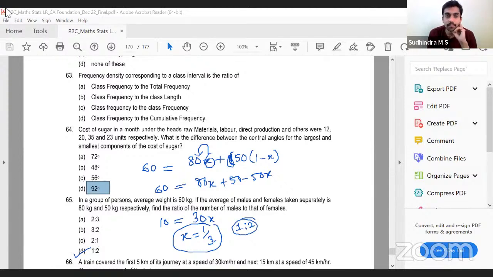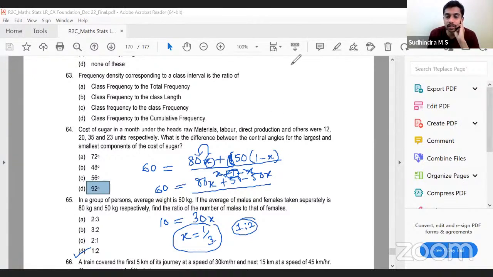So my doubt was, why are we not dividing by number of male plus female? Correct. If we do that, what happens? Number of male is x. Number of female is 1 minus x. That's why. Yes, if we take x and y, even still we get the ratio. But if we take x and 1 minus x, we get it very easily. Yes, sir.